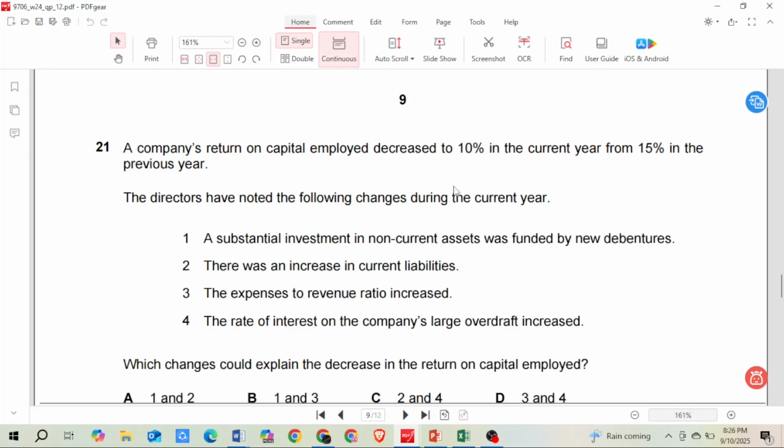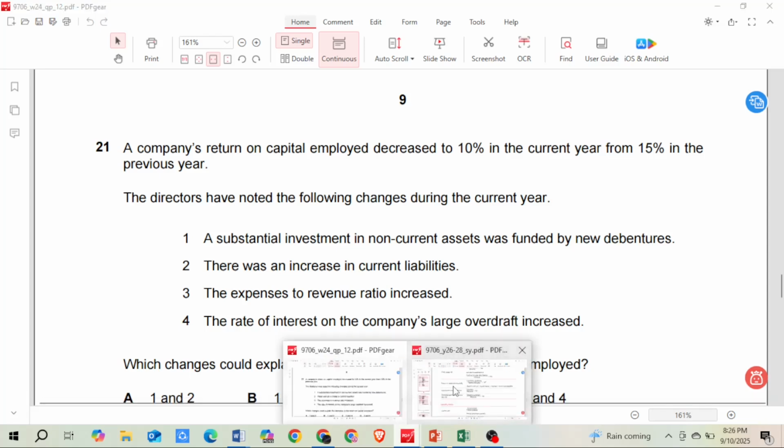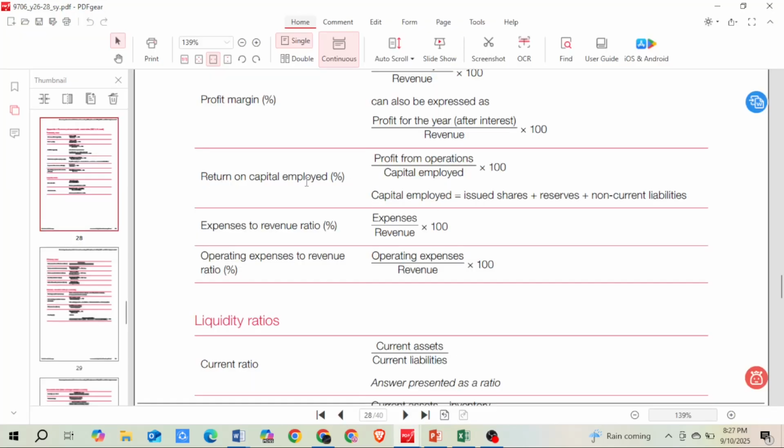In order to answer this, first we need to know what return on capital employed is. It is profit from operations divided by capital employed, multiplied by 100. So what is the reason for it to decrease? Either the profit from operations should decrease, or capital employed should increase while the profit remains the same. In that case, the return on capital employed would decrease.